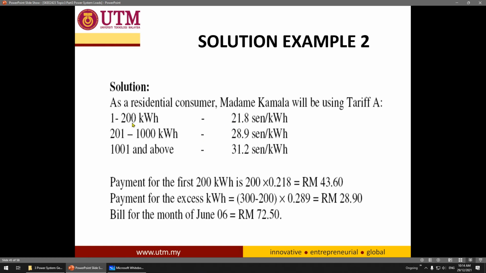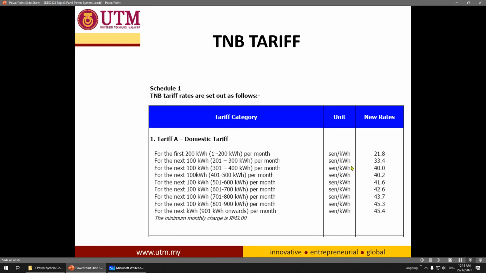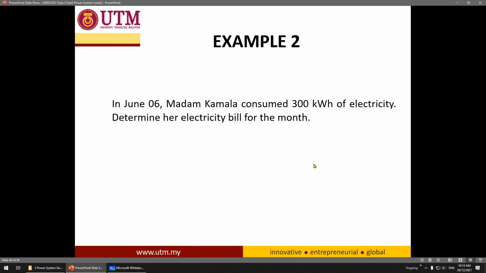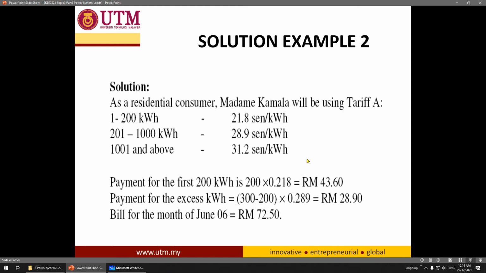So the first 200 is 21.8 cents, and then 201 to 300 is 28. Above is this one. I think this is a newer tariff, 2017 or 2016, I think. This one is the old one, which has many divisions, but for the new one, I think this is the new one. No worry, the tariff will be given. You just need to know how to calculate it.